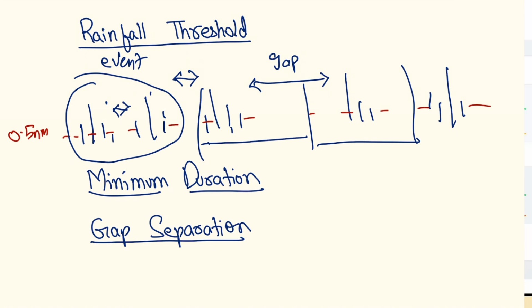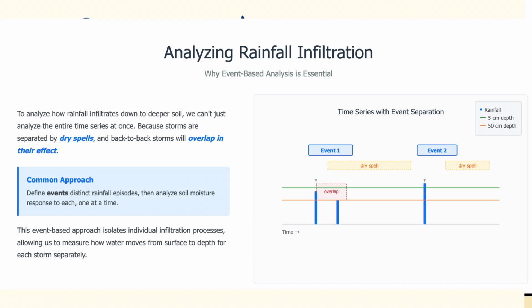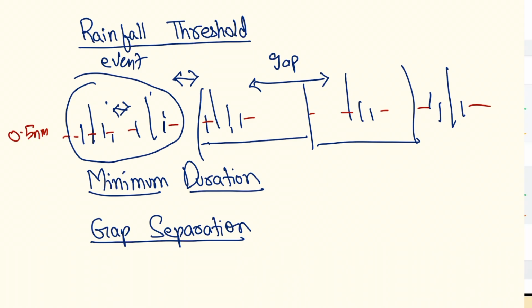So by combining these criteria, we make sure that each event we analyze is physically meaningful for our infiltration study. That is, strong enough, long enough, and isolated from all other events. And these choices should actually be based on data. We have to derive the threshold, the minimum duration, and the gap separation from our data, or it can also come from the literature.